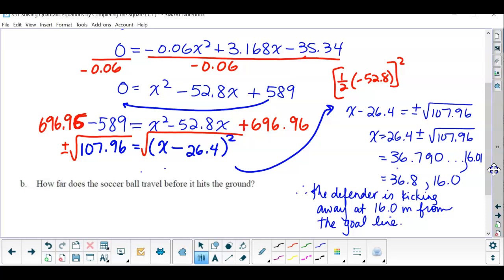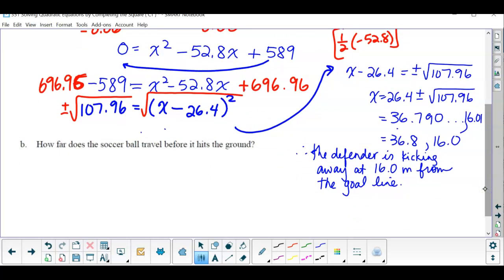Then you can tell here that the ball lands at 36.8 meters from the goal line. So we don't have to do any work here. So therefore, oh, actually, I shouldn't say that. How far does the soccer ball travel before it hits the ground? So remember, here's your diagram. This is 16.0. This is 36.8. That difference is what we want. So distance traveled, kind of like on the last test, right?